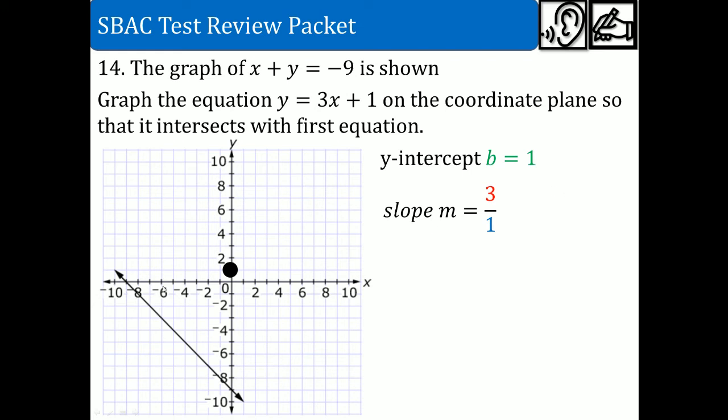The slope is 3 over 1. Therefore, we go up 3 for the change in y, then across 1, which is your change in x. Put a dot there, connect the lines. Okay, please extend the line both ways so it could intersect.